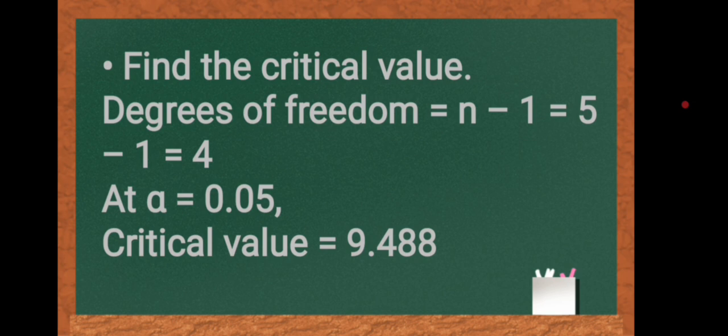Second step, find the critical value. To find the critical value, we first compute the degrees of freedom. Degrees of freedom is equal to n minus 1, where n is the number of categories. Substitute the number of categories, which is 5 minus 1, equals 4.